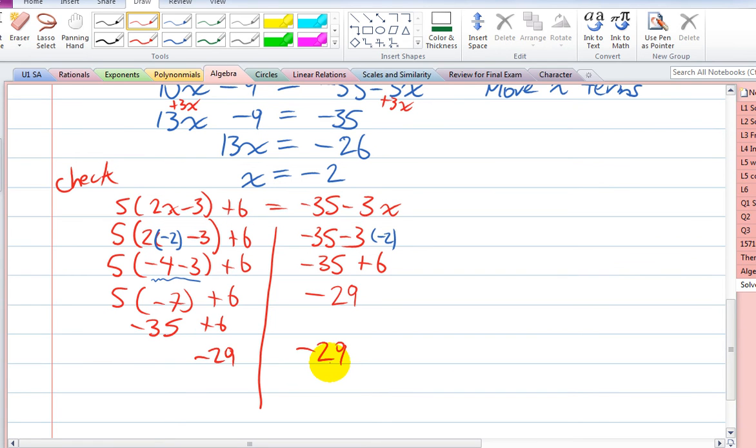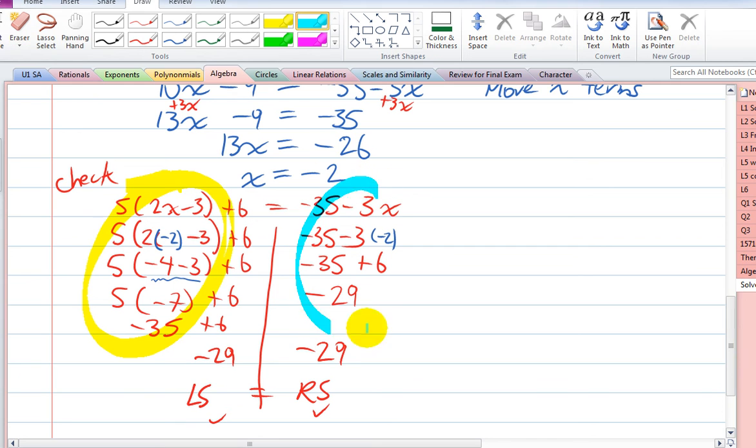Notice, once you start your check, it's like a left side equals a right side. It's like you have 2 separate questions now. And you're doing BEDMAS. So BEDMAS over here and BEDMAS over there. You don't have anything together now. Okay, they're separate.